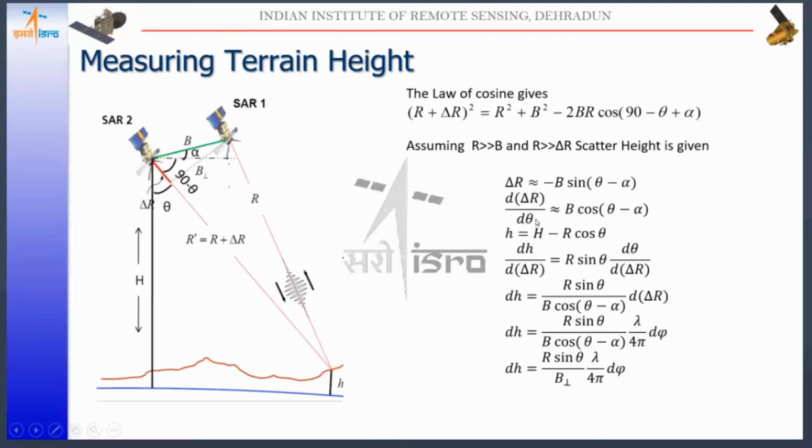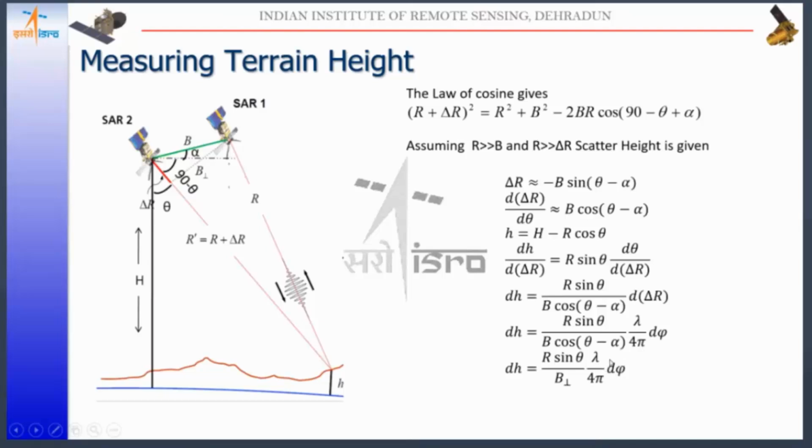Then we differentiate with respect to theta, and we have B cos of theta minus alpha. Then we use the relation I showed in the first slide, H equals H minus R cos theta. After some calculation with differentiation with respect to delta R, we get dH equals R sine theta times lambda by 4 pi B perpendicular times d phi. What is this d phi? This is the unwrapped interferogram.